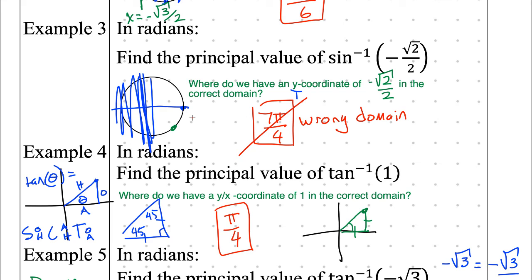This should just be negative pi over 4. Negative pi over 4, because it needs to be a negative. So I'll box that one. I'll get rid of the box up here. That 7 pi over 4 is the wrong domain.